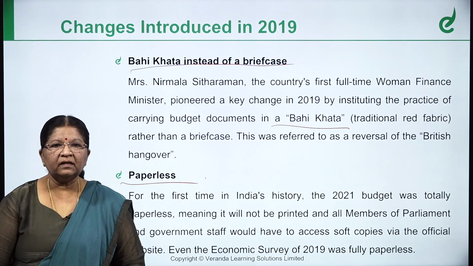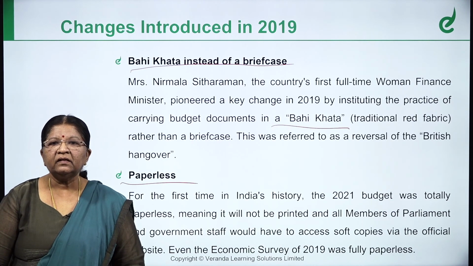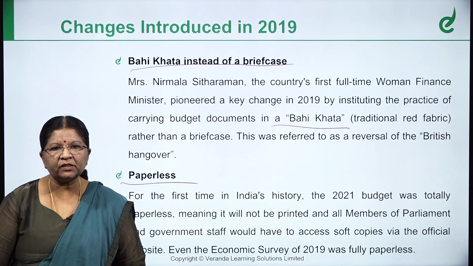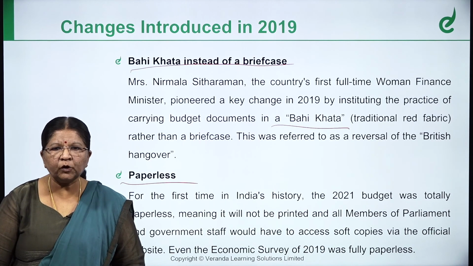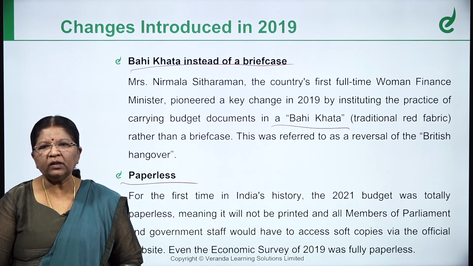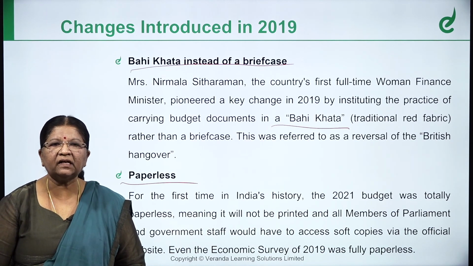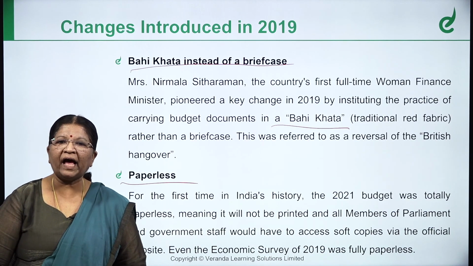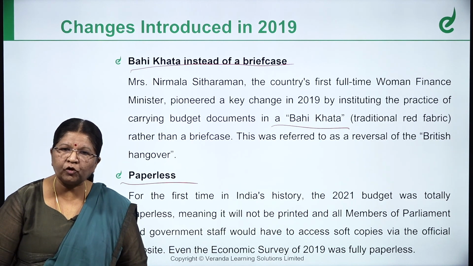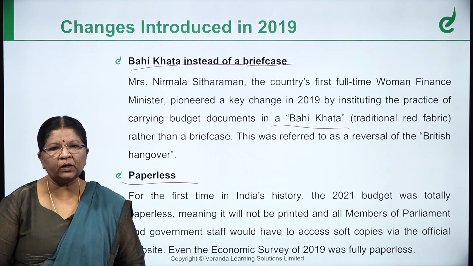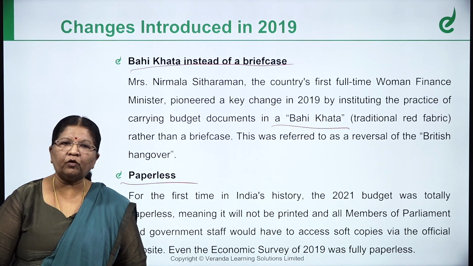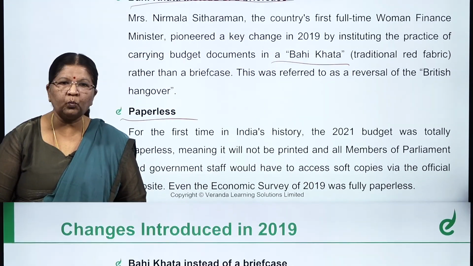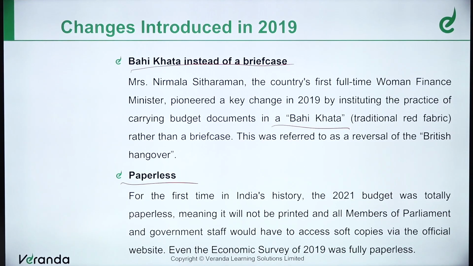Paperless. For the first time in India's history, the 2021 budget was totally paperless, meaning it was not printed and all the members of the parliament and the government staff would have to access the soft copies via the official websites. Even the economic survey of the year 2019 was fully paperless.